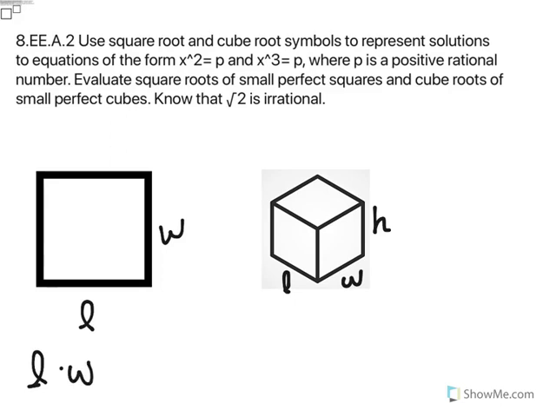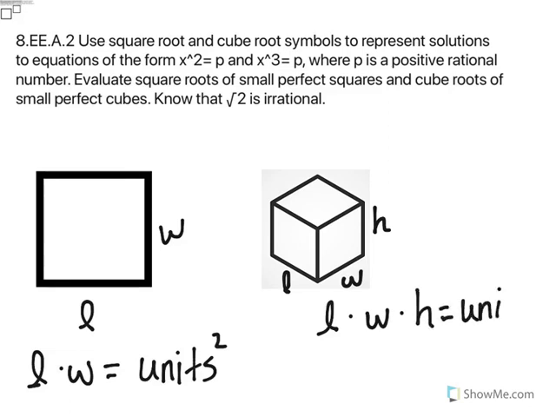So we show that as units squared. In a cube, we're finding volume. Volume is three-dimensional versus two-dimensional. And we find that by multiplying the length times the width times the height, and that gives us units cubed. So knowing this part of the information does help us find the link between square roots and cube roots.